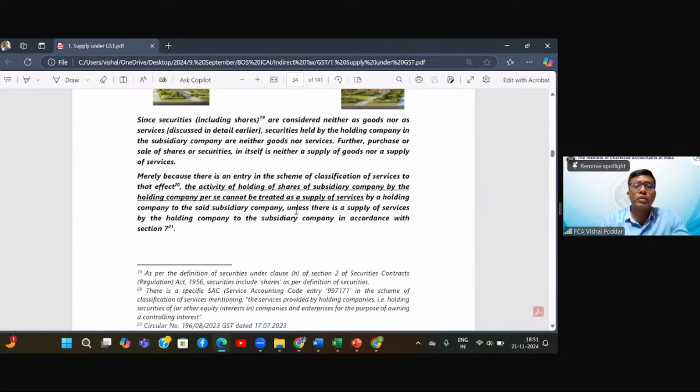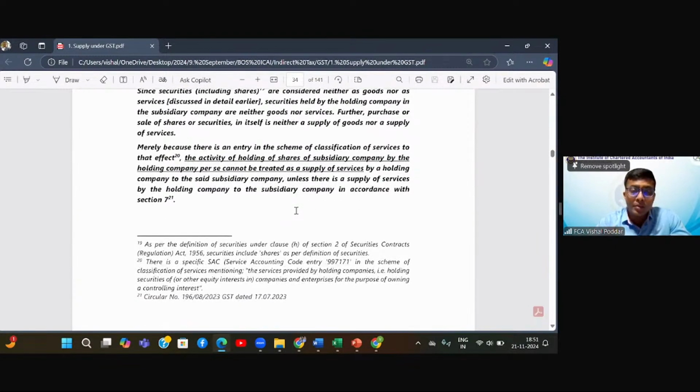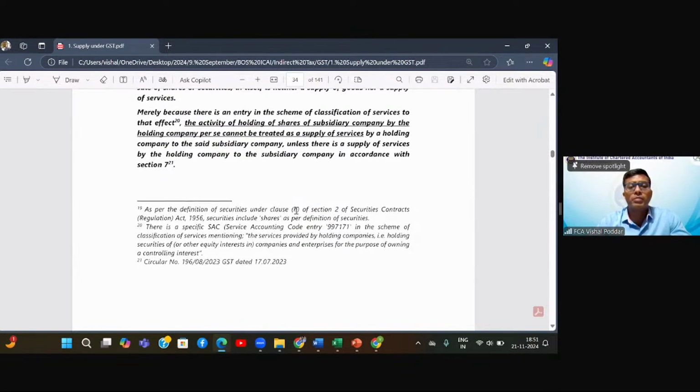In fact, practically, if you think, how can there be any supply? Merely if I'm holding your shares, how am I supplying any service to you? Actually, there is no service. But the problem is there is a specific entry in the schedule, that is classification of services, which has created all this doubt. So this has been clarified, right? See, what is that entry? Here they have mentioned in the footnote.